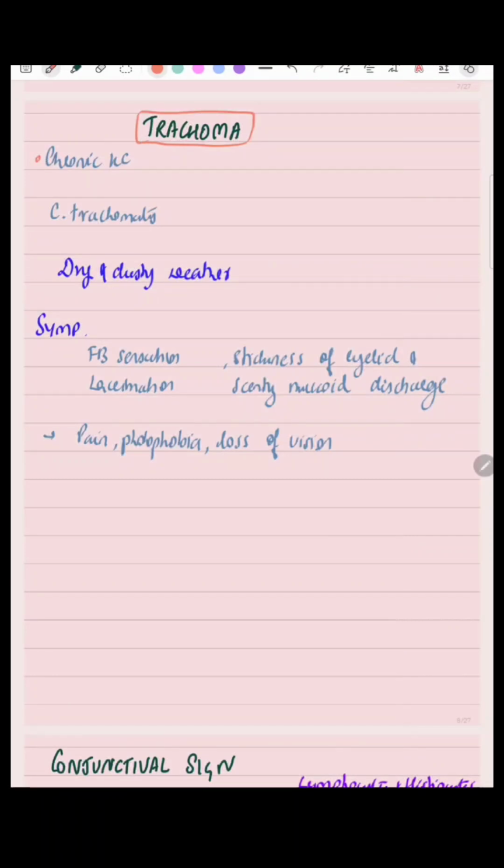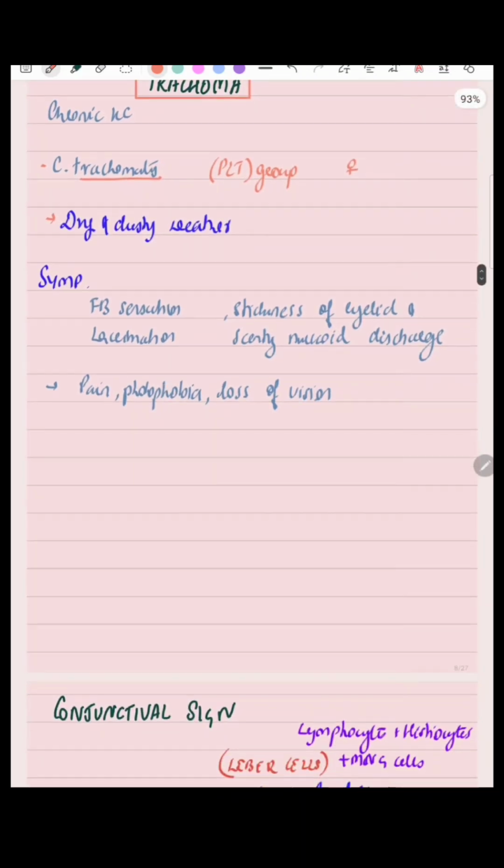Trachoma is a chronic keratoconjunctivitis. The causative organism is Chlamydia trachomatis. It belongs to the psittacosis lymphogranuloma trachoma group. The female sex is more commonly and severely affected. It is common in areas of dry and dusty weather. Transmission is by direct spread, flies, and material transfer.